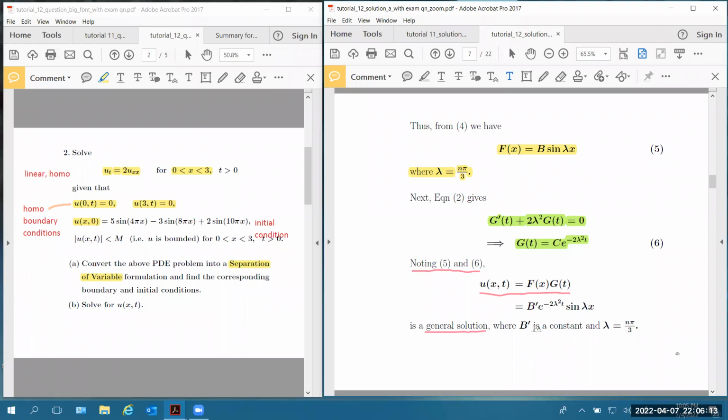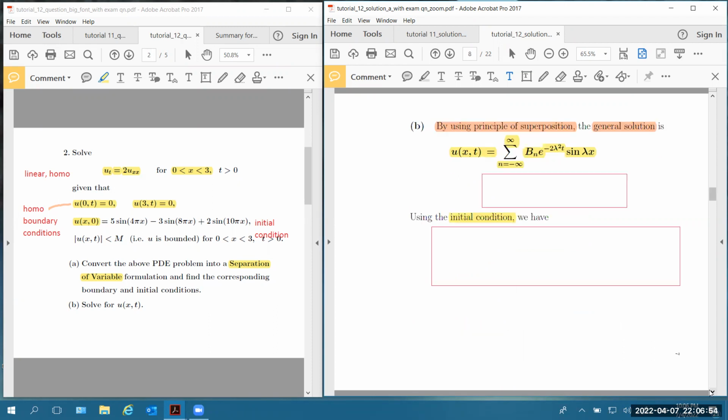All right, so this one is a general solution. But we notice that although you say you know lambda, your lambda is n pi over 3 and your n can be any integer. Wow, so that is really very general. So because your n can be any integer, we are going to do this thing called superposition. Superposition means that if you sum over all the integers n, then that thing will still be a general solution.